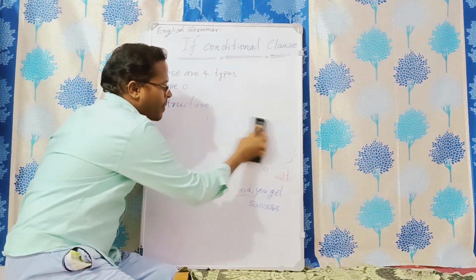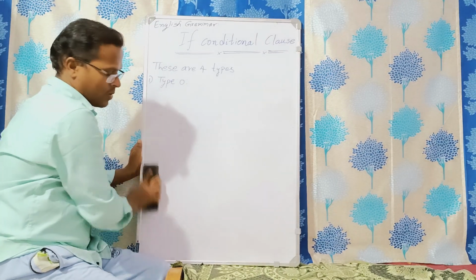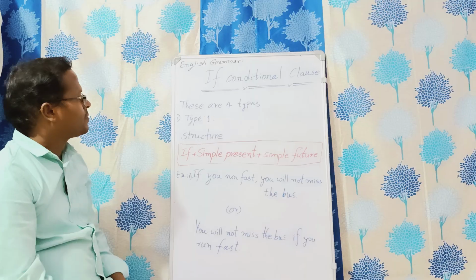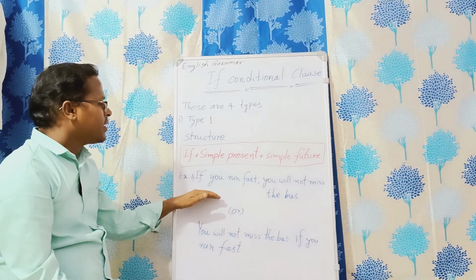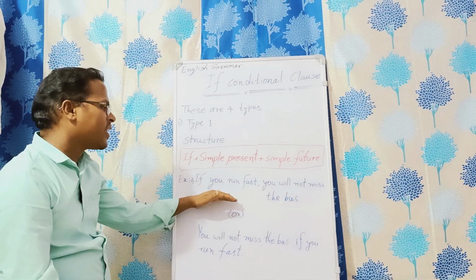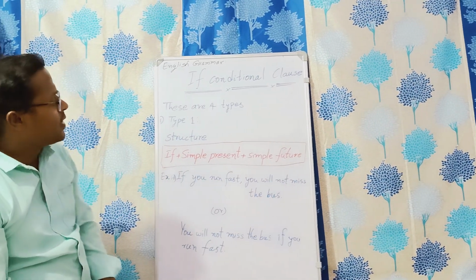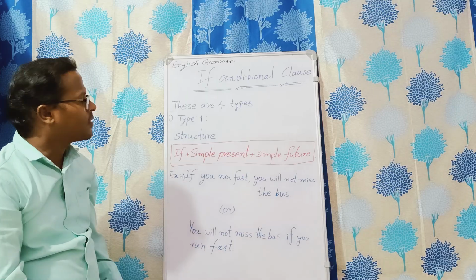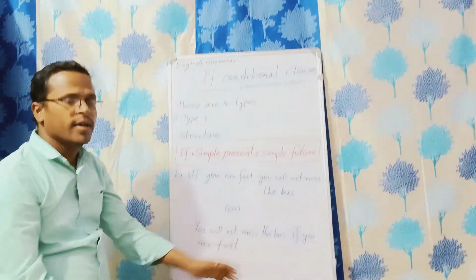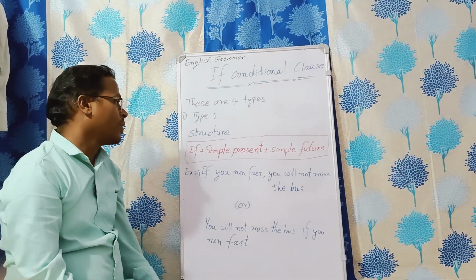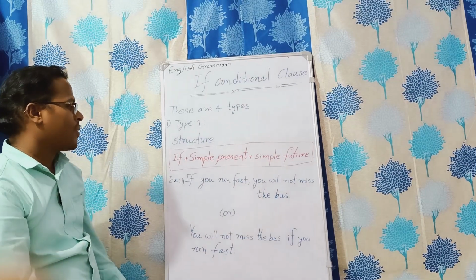In type 1, the if conditional clause is in simple present tense, and the consequence is in simple future tense. The main difference between type 0 and type 1 is that in type 1 we use will or can, or may can also be used, but in type 0 both clauses are used in simple present tense.